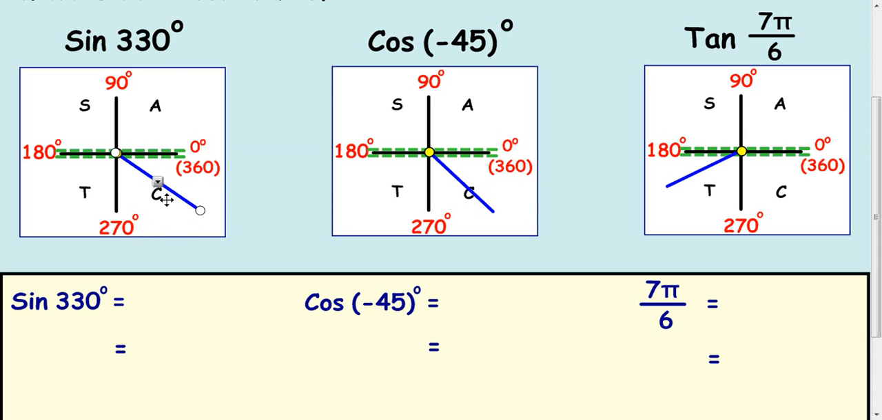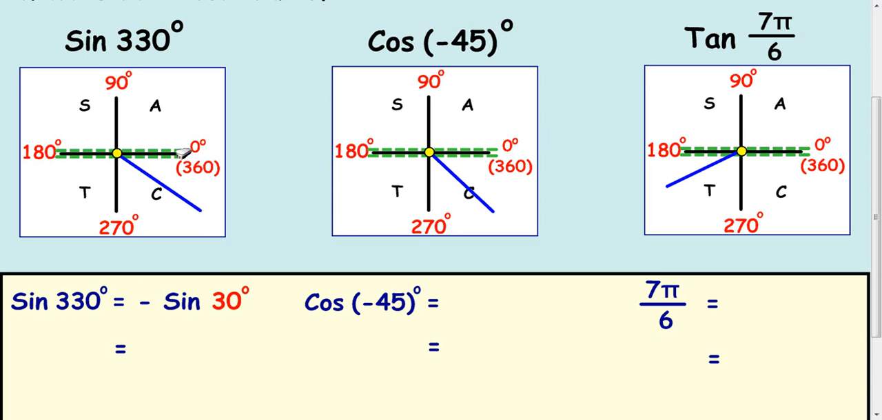Now we should know that the related acute angle is found by subtracting from 360 to get to here. So that would be 30 degrees. We would subtract 30 degrees to get to this value here. The next thing we have to consider is, is sine positive in this quadrant or is it negative? Because we're in the cosine quadrant, we have gone back 30 degrees, but the sine is negative. The graph is negative in this quadrant. So the answer to sine 330 is negative the sine of 30 degrees.